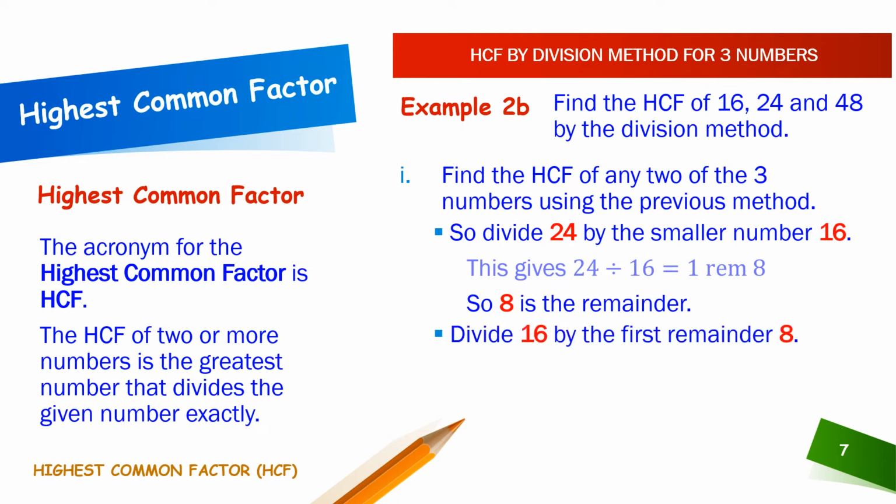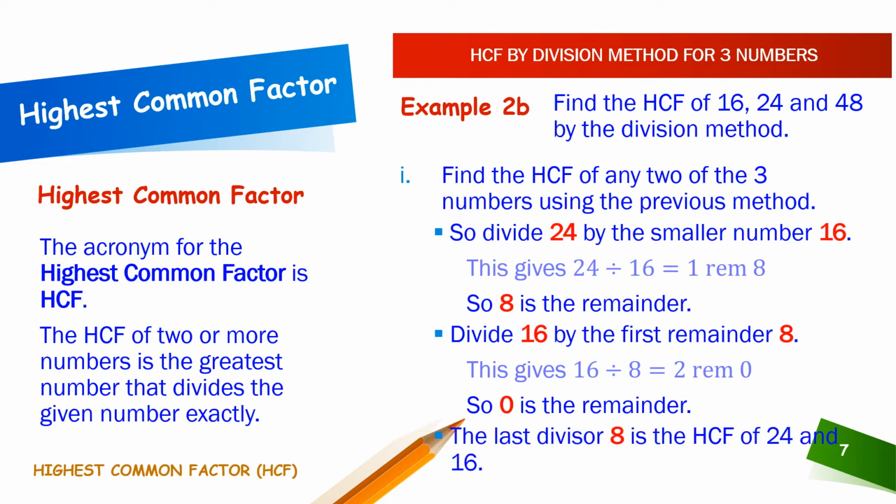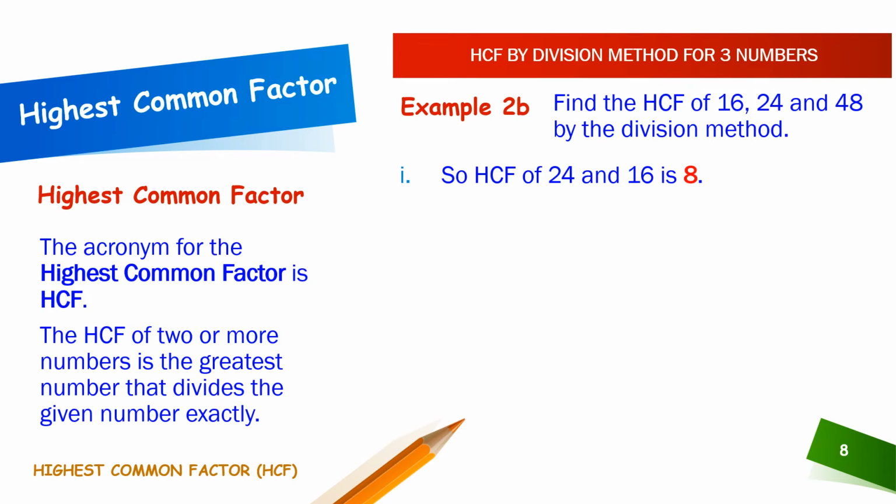Divide 16 by the first remainder, 8. This gives 2, remainder 0. So 0 is the remainder. The last divisor, 8, is the HCF of 24 and 16. So HCF of 24 and 16 is 8.